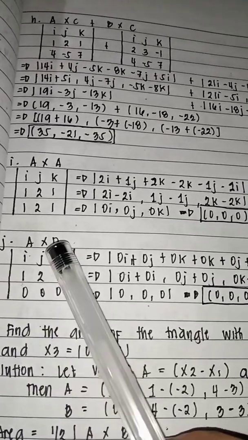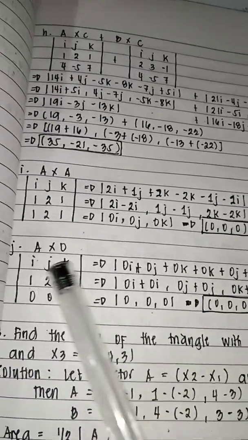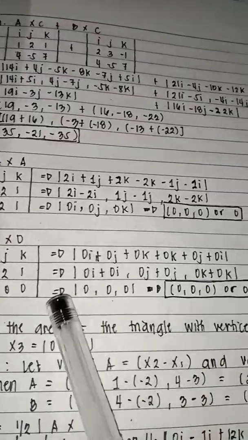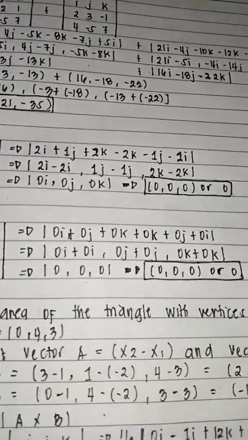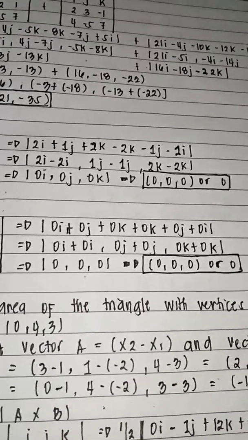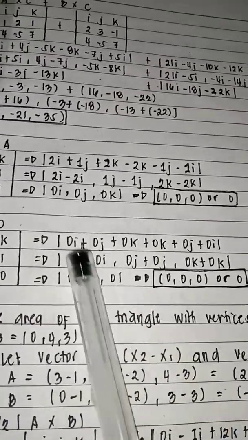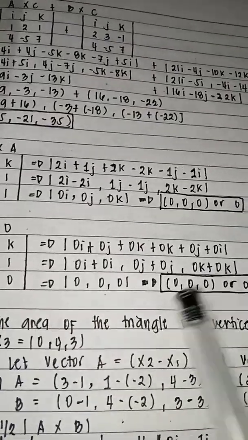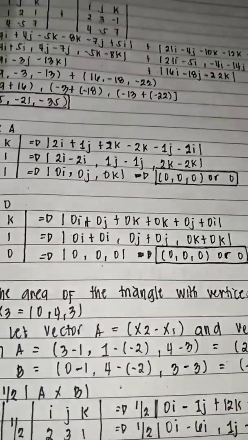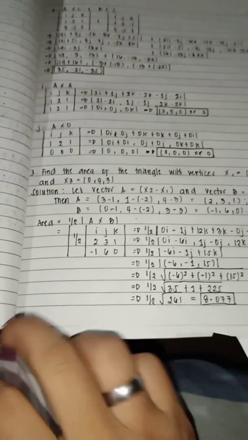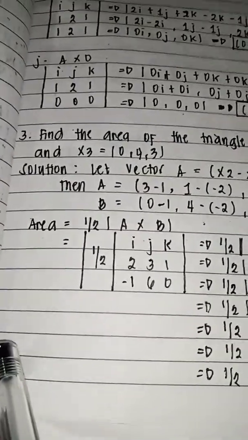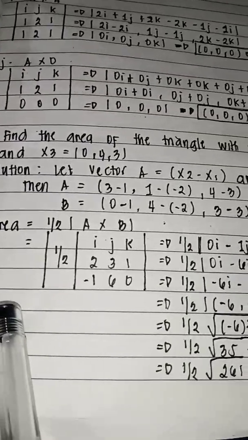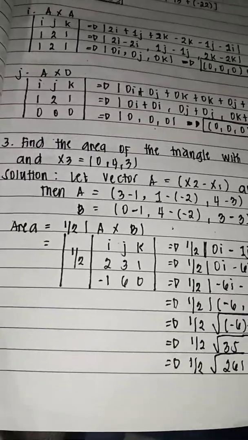0 times 2 times k is equal to 0k. 1 times j times 0 is equal to 0j. i times 1 times 0 is equal to 0i. So combine like terms, and the final answer for this is 0, 0, 0, or 0. So now we will proceed to the word problems. We will proceed to number 3.